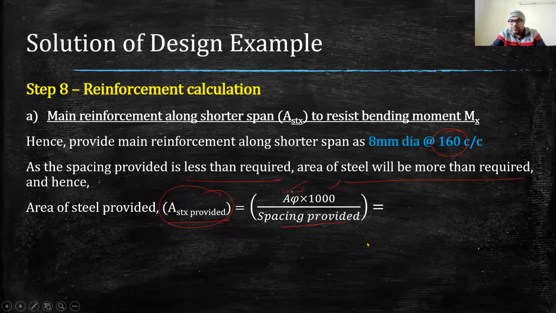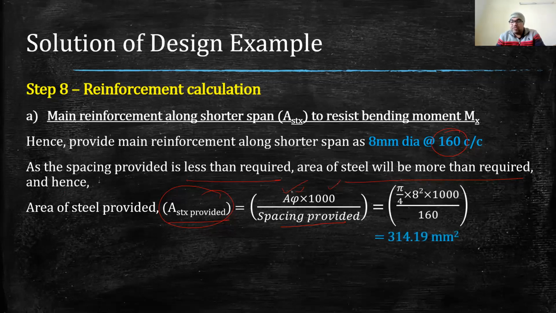So putting the value, we get the area of steel provided as 314.19 mm square, while the required was 300.34 mm square. So this is the area of reinforcement provided. Well, why are we calculating this provided area and why is it required? Well, it will be required because the next step is to check the deflection of the slab.